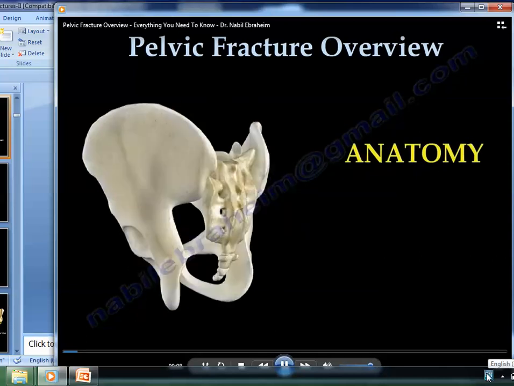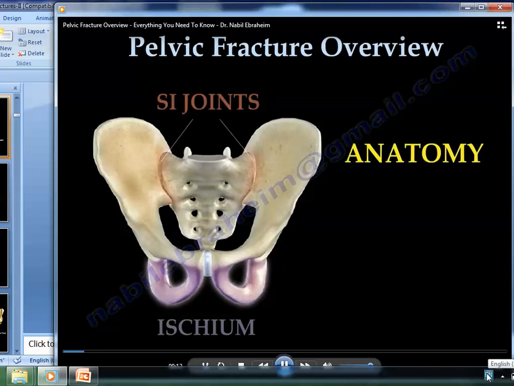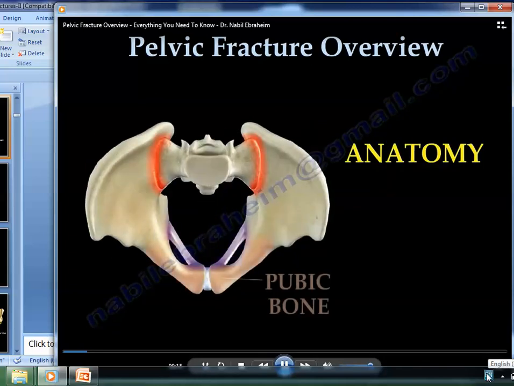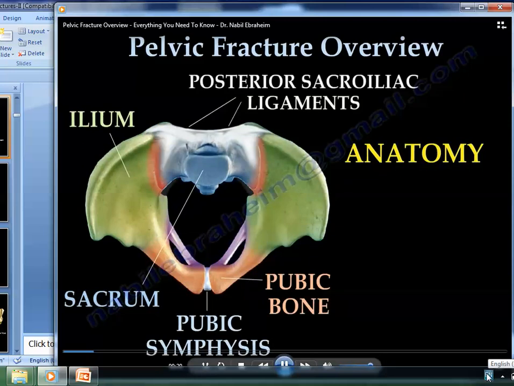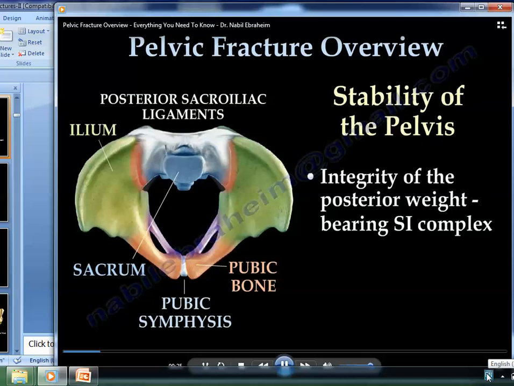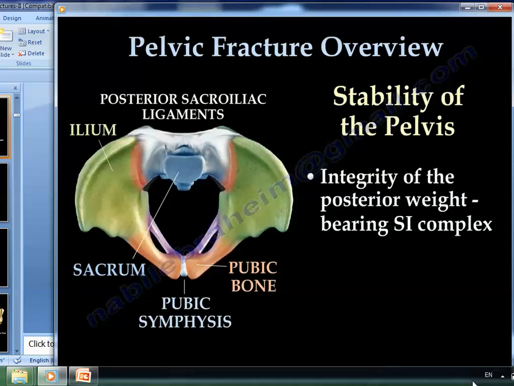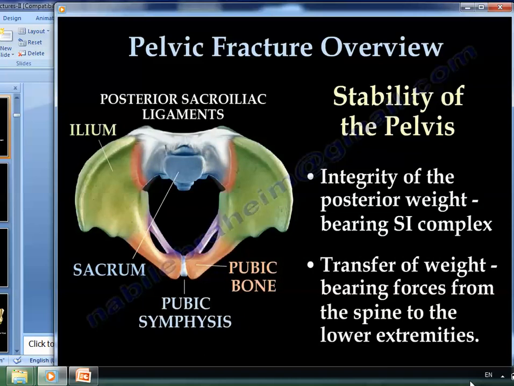Anatomy: you find here the SI joint, the ischium, pubic bone, symphysis pubis, ilium, sacrum, and the strong sacroiliac ligaments. The sacroiliac joint has posterior ligaments that are very strong, and the stability of the pelvis depends on the integrity of the posterior weight-bearing sacroiliac joint complex, and transfer of the weight from the spine to the lower extremity occurs through that joint.